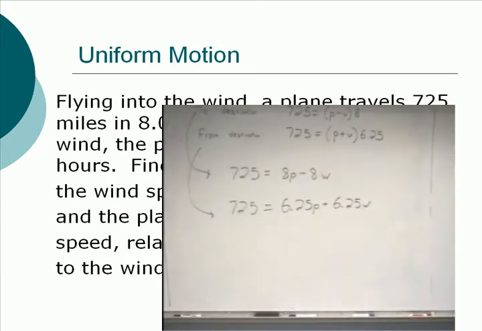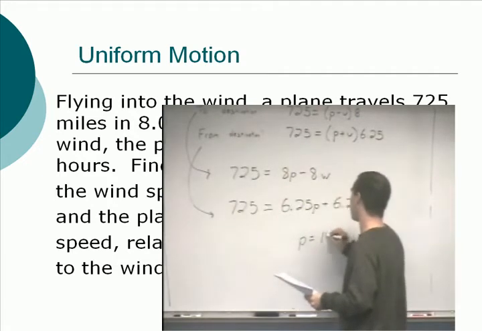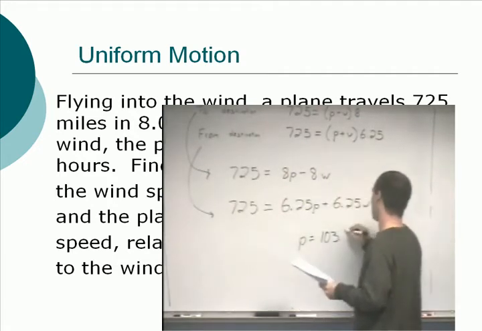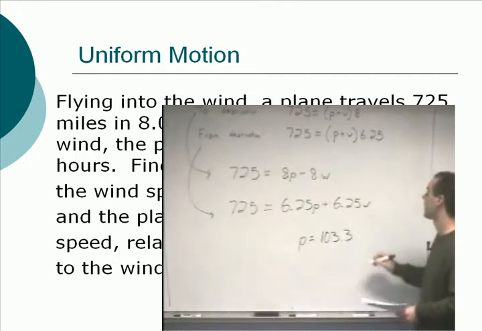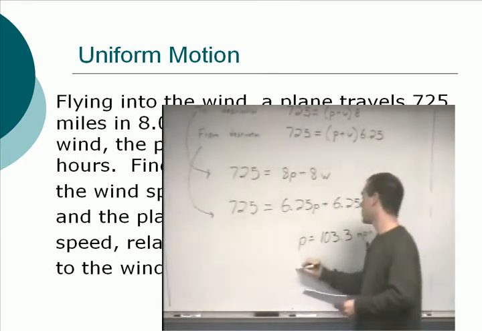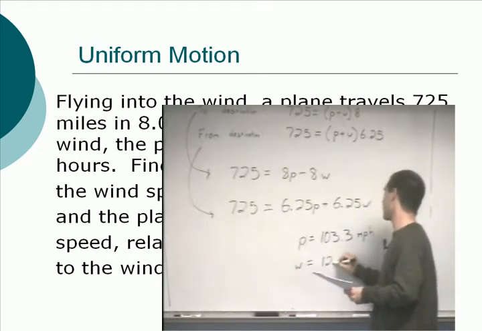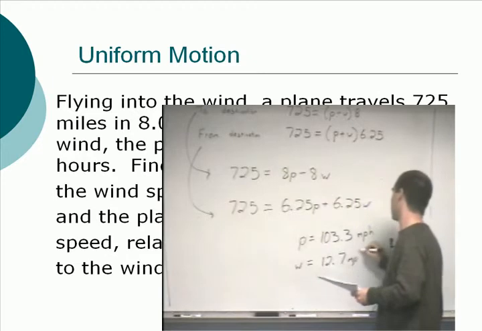Gabe? It turns out that the plane speed is equal to 103.3 miles per hour. And the wind speed is 12.7 miles per hour.